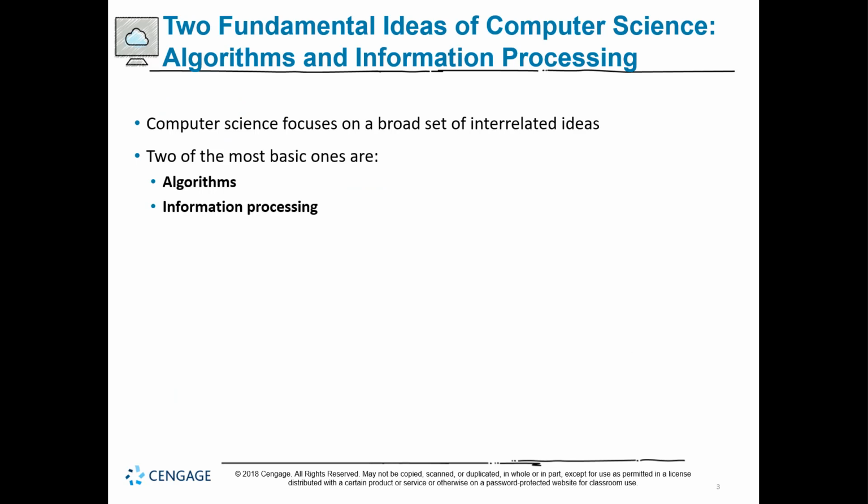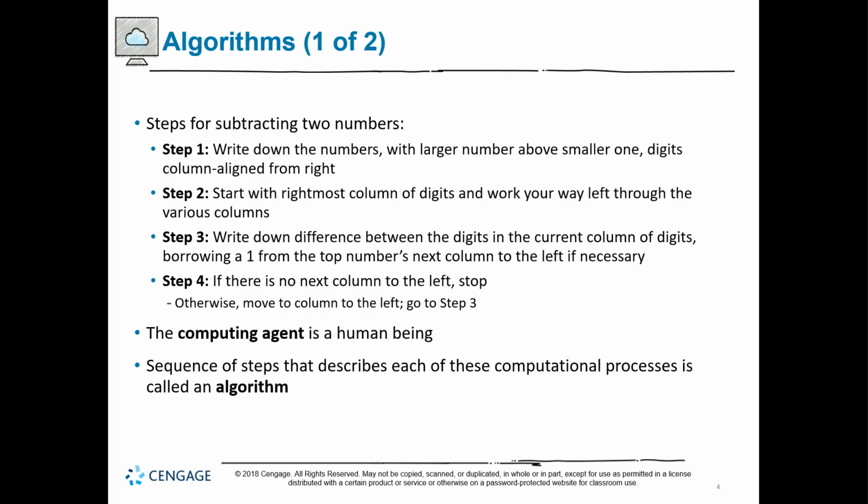Computer science focuses on a broad set of interrelated ideas, typically dealing with technology support and other information-centric concepts. Two of the most basic ones are algorithms and information processing. So, for example, let's look at algorithms: steps for subtracting two numbers. We have a 4-step process. Step 1, write down the numbers, the larger above the smaller one.